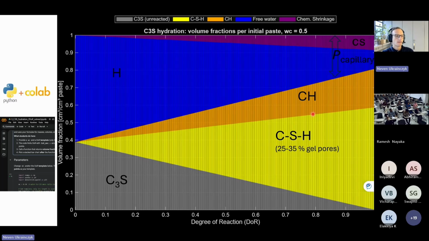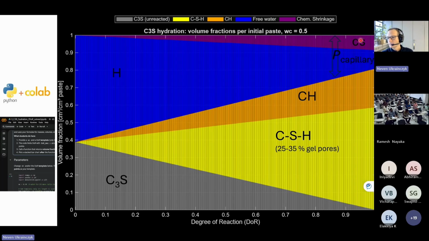So this is especially important for high performance concretes when you have low water cement ratios, because then this chemical shrinkage is very important. And the early shrinkage cracks, internal drying shrinkage cracks, called autogenous shrinkage, are very important when you have low water cement ratios.